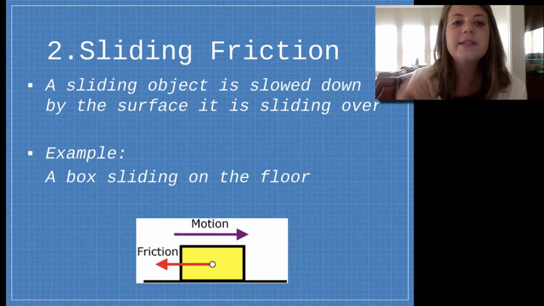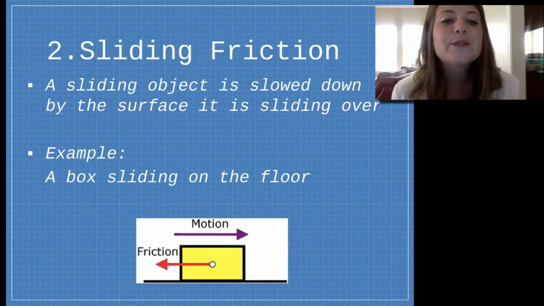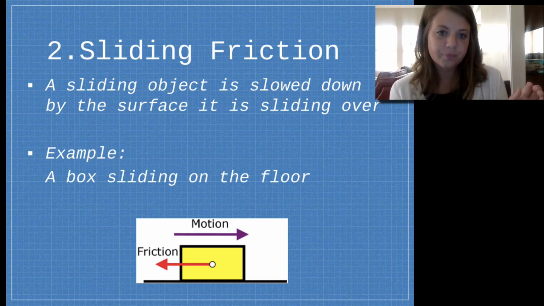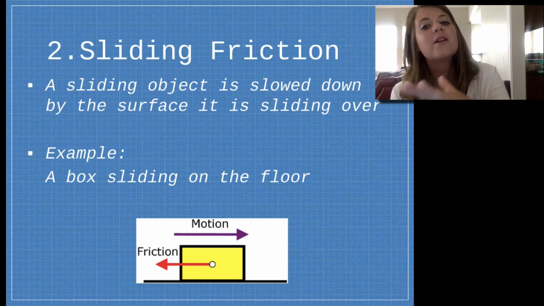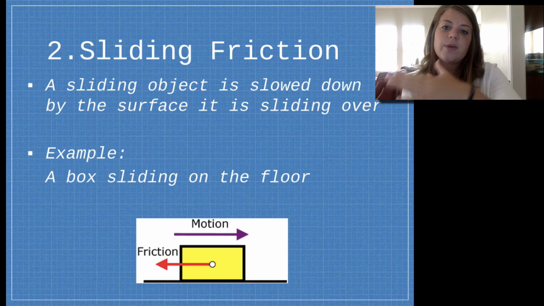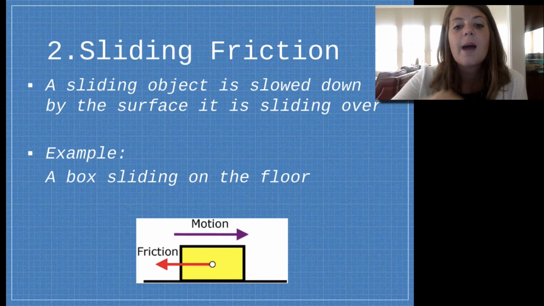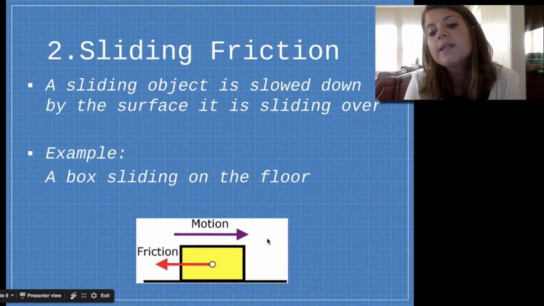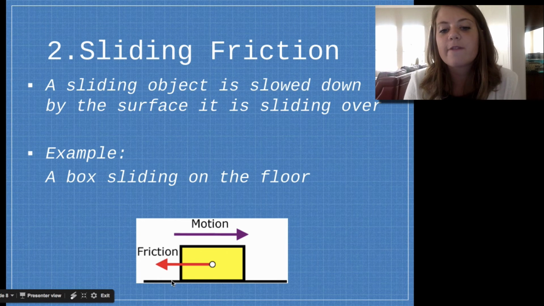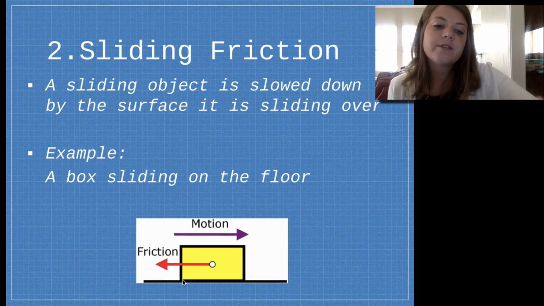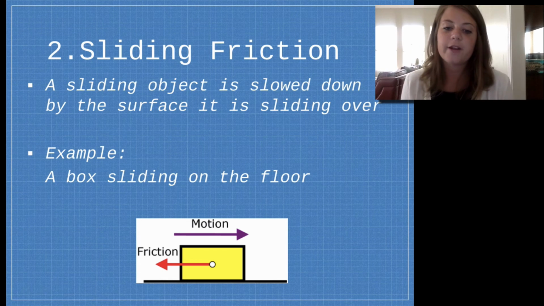So next up, we have this thing called sliding friction. Just like its name suggests, a sliding object is slowed down by the surface it's sliding over, okay? So as something slides across another object, it's going to produce friction. It's going to try to keep it from continuing to slide. Let's think of an example. A box sliding on the floor. Okay, the motion is trying to go this way, but the friction wants to keep it from that, and it's kind of pushing it that way. So the person pushing this box is going to have to push harder to overcome that friction.